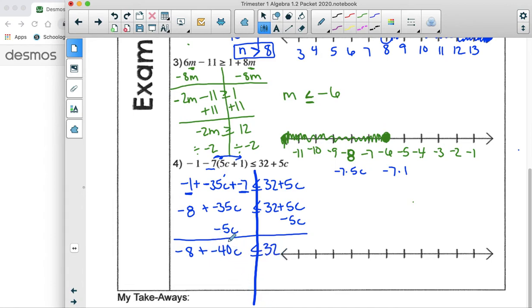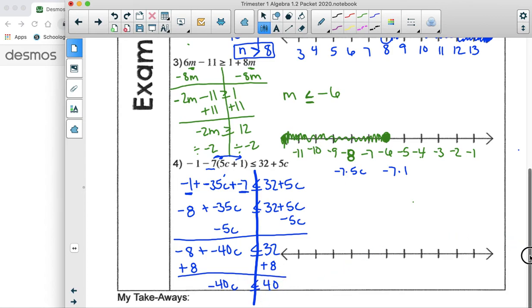Okay, negative 40c is the bestie. They're chilling, relaxing for a second. We're going to get rid of this adding a negative 8. To undo adding a negative, we add a positive, so we're going to do plus 8. If we do it on one side, we do it on the other side. I bring down that negative 40c, it stays the same, less than or equal to 32 plus 8 is positive 40.